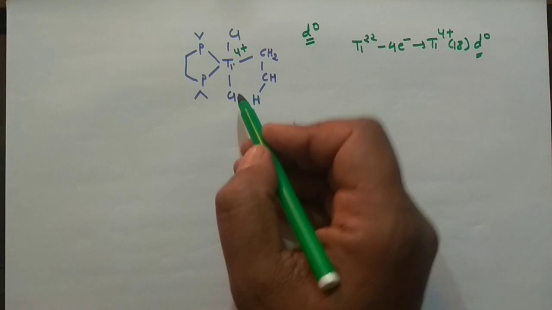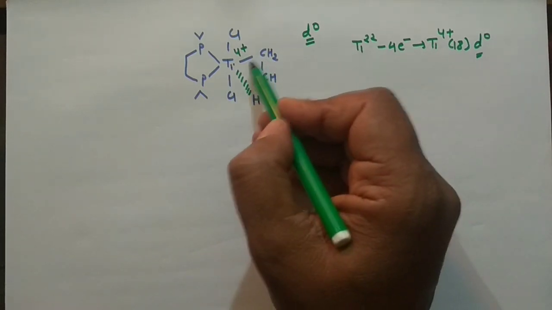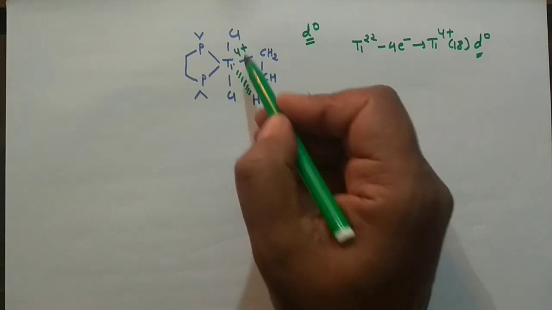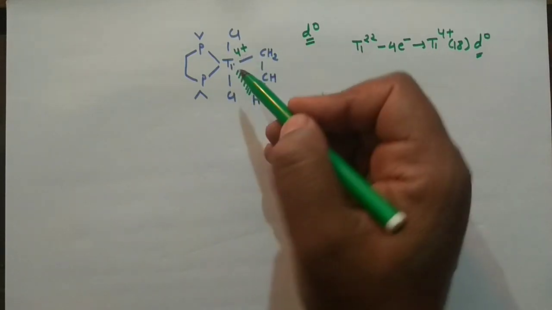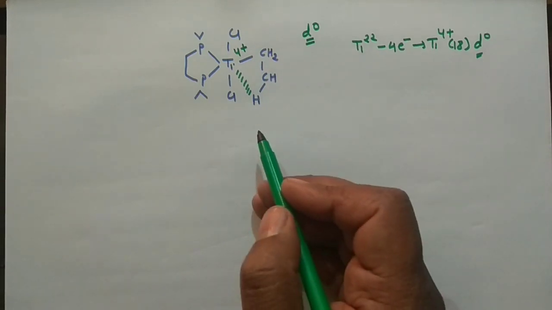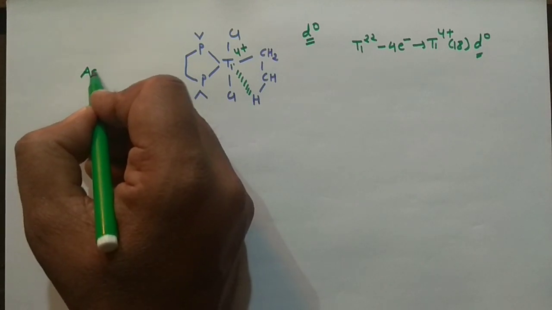Okay, because this hydrogen is also involved in the agostic interactions. Now it will be clear: 1, 2, 3 and 4. One group, second group, third group and the fourth group. So oxidation state is 4, and such complexes are known as the agostic alkyls.